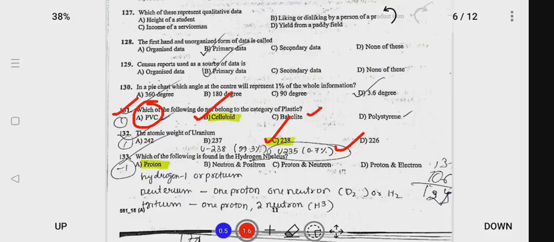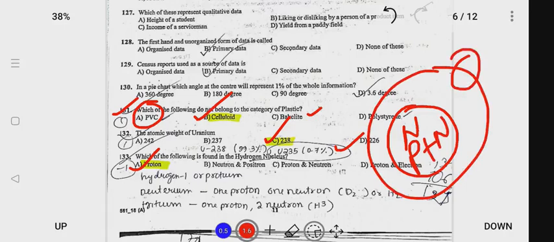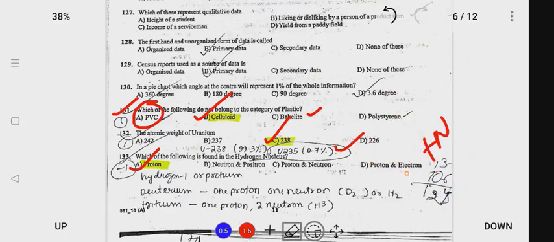Next, which of the following is found in the hydrogen nucleus? The hydrogen nucleus, it is the first element, H1. It has only one proton. In the basic structure of an atom, inside the nucleus there will be protons and neutrons, and electrons revolve around it. Hydrogen has no neutron, it is only one proton. So the answer is one proton.